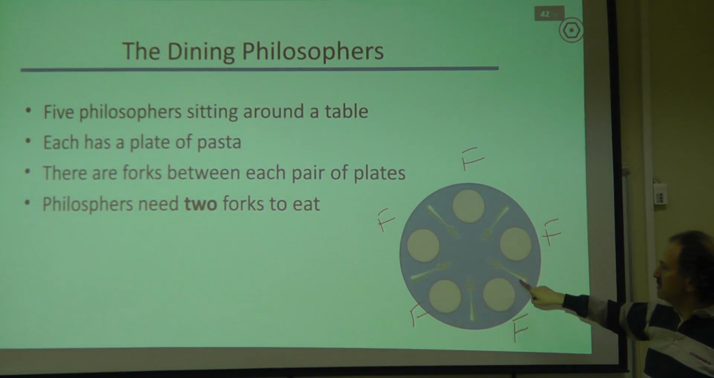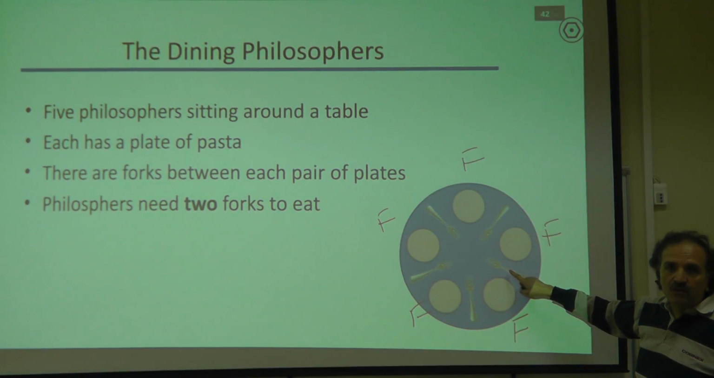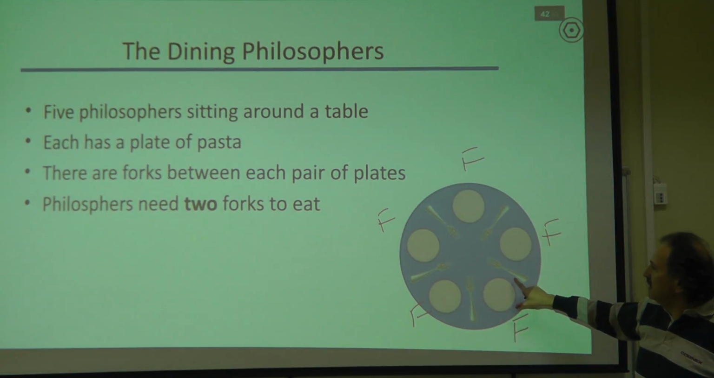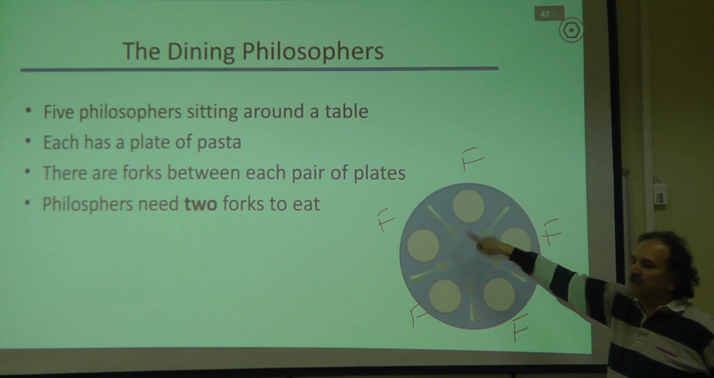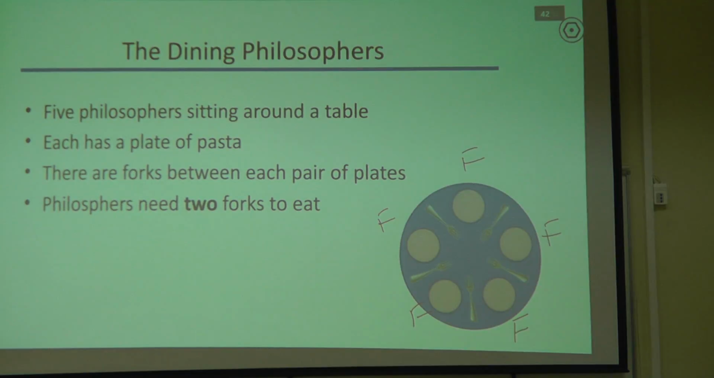Why? Because this fork is shared between these two. So when this one is eating, this one has to wait, and so on. So the philosophers need two forks to eat.